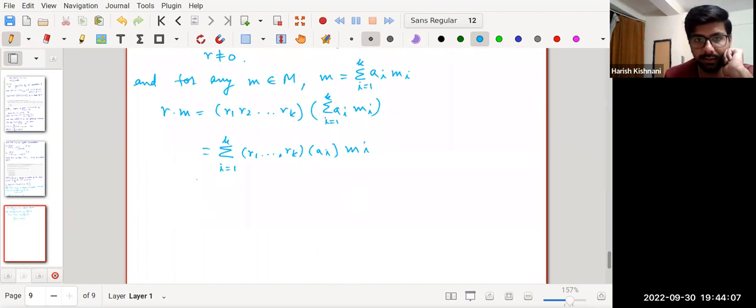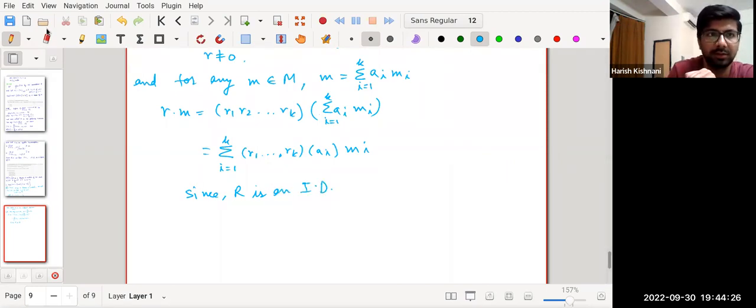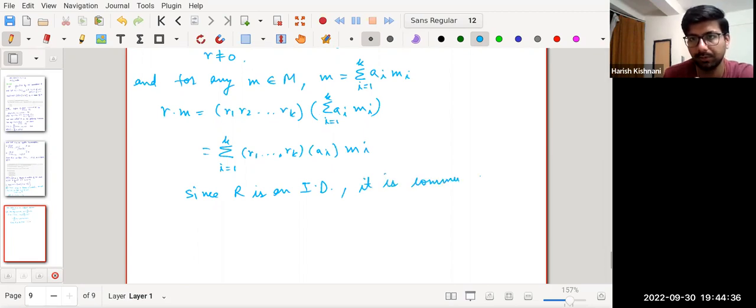Now since R is an integral domain, we have that it is commutative, and that will imply that r·m is the summation for i equal to 1 to k.